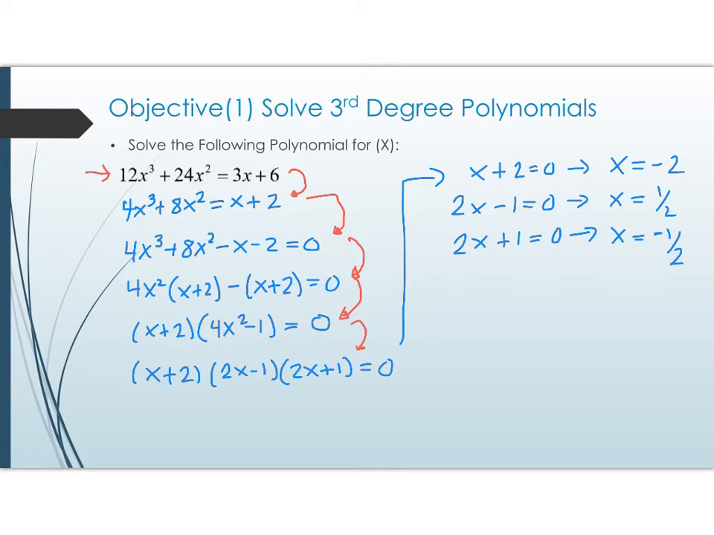And now we can set each one of these factors to 0. And when we do that, we get the following set of answers: x is equal to negative 2, x is equal to 1/2, and x is equal to negative 1/2.